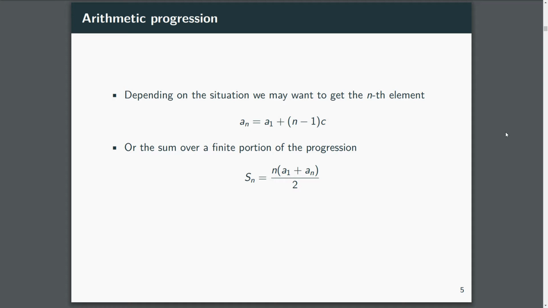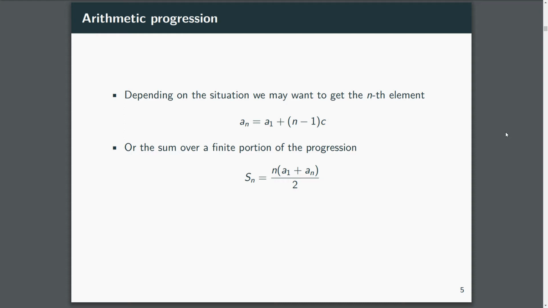Now if you have an arithmetic progression, you may want to get the nth element. You can do that by first finding this constant c, and then you multiply it by n minus 1 and add the first element of the sequence.